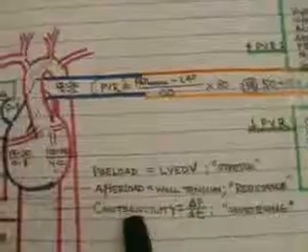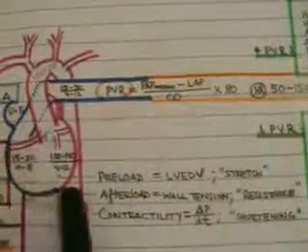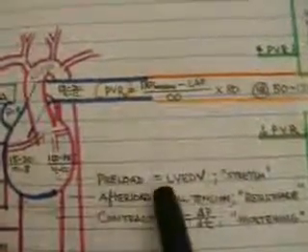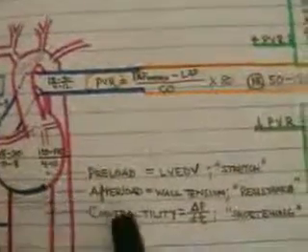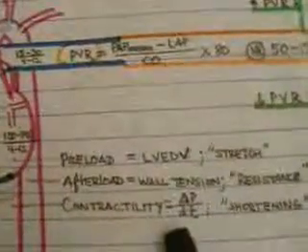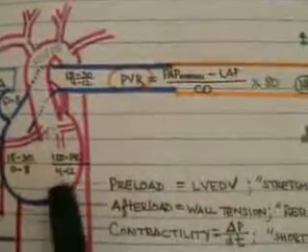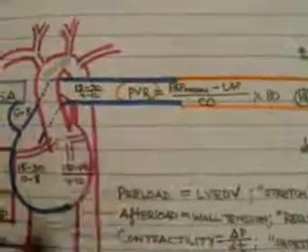The other major determinant is contractility. It's an intrinsic characteristic of the heart muscle, and it can be measured as the change of pressure within the left ventricle over a period of time. And it can be thought of as the actual shortening of the myofibrils during the systolic phase, or during the contractile phase, of the left ventricle.